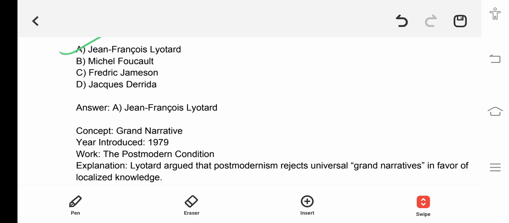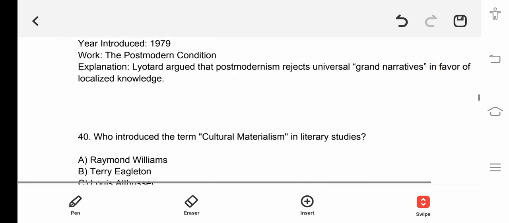I hope you have understood this concept. The writer argues that postmodernism rejects universal grand narratives. That means that on a huge level, if knowledge is organized as grand narratives, the writer rejects it in favor of the local knowledge we have. Okay, question number 40.